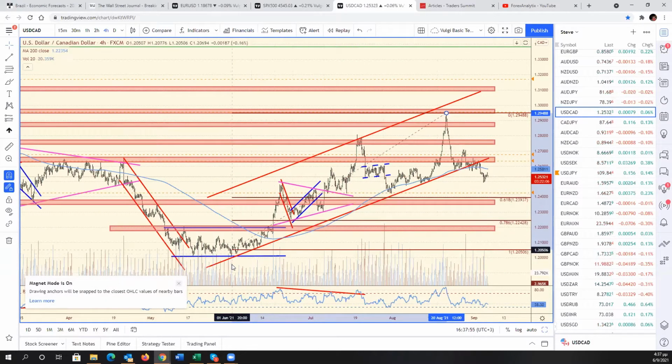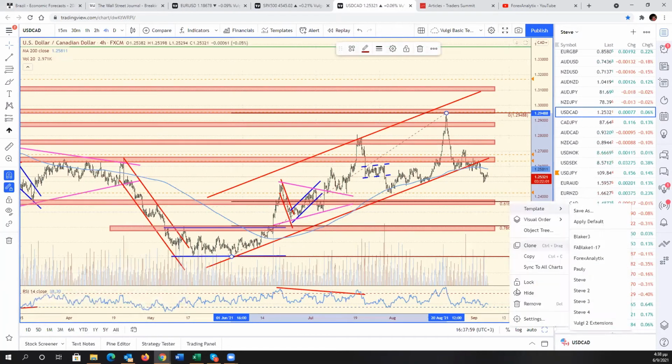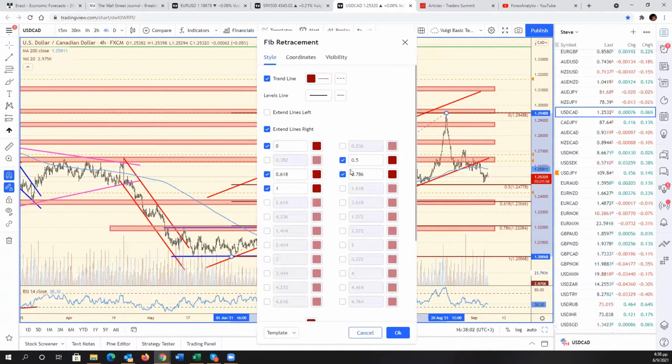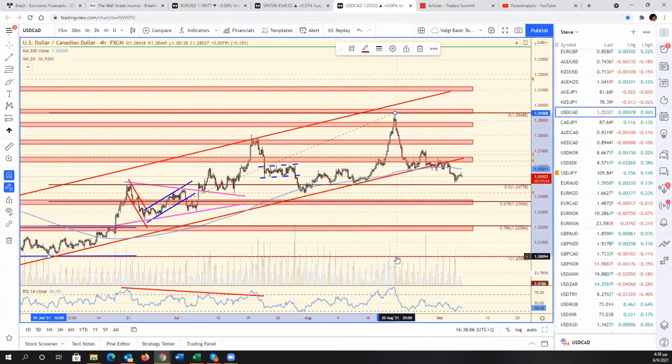No. Oh, come on. There it is. So let's see. Okay, so next downside target, the 50% fib at 124.78, and resistance being there, 126.40. Nice.